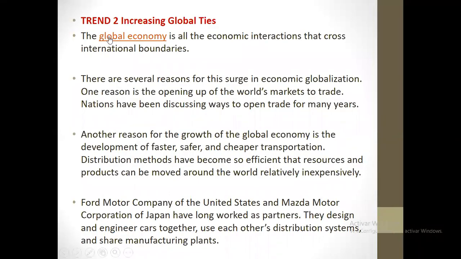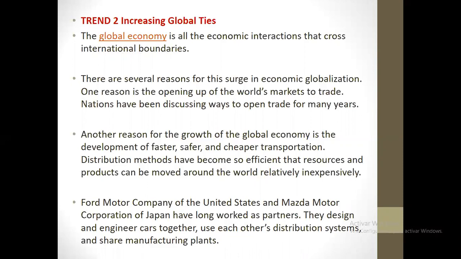The second trend is globalization, guys. Globalization means all the economic interaction that crosses international boundaries. An example of globalization: Ford Motor Company of the United States and Mazda Motor Company of Japan have long worked as partners. They design and engineer cars together, use each other's distribution systems, and also share manufacturing systems.